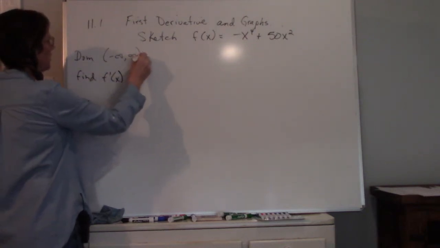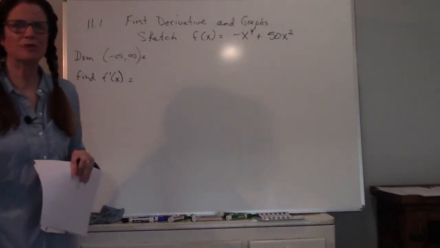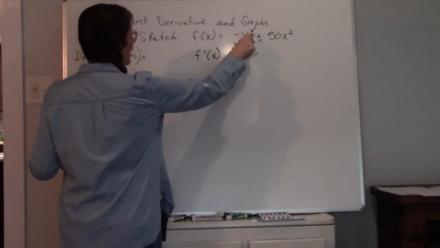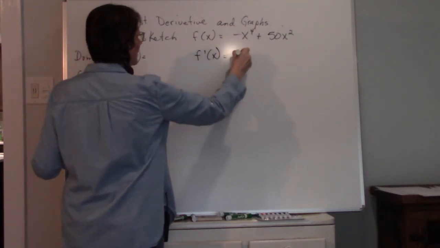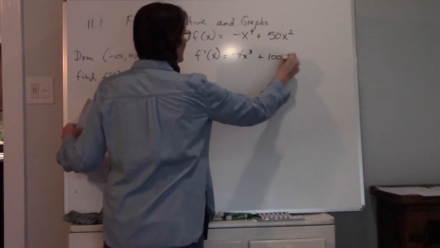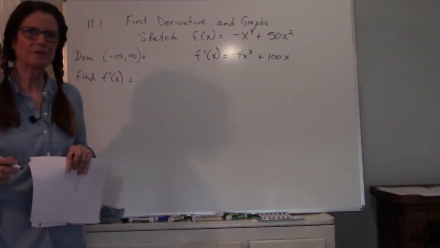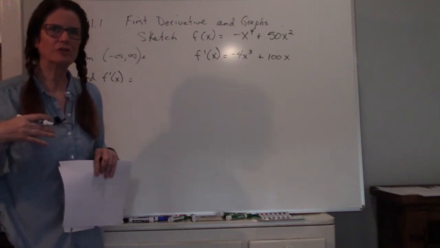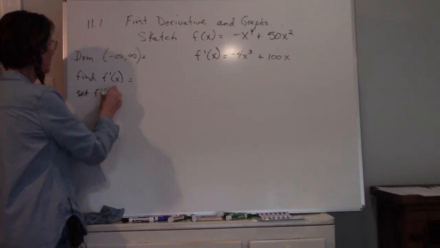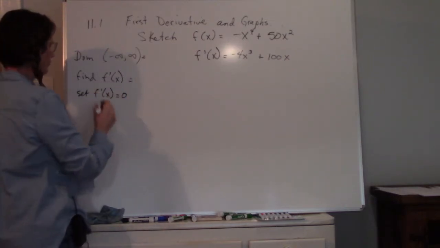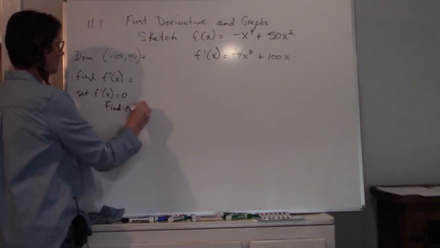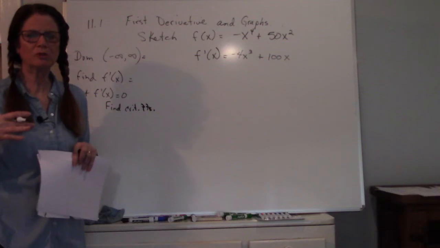I'm trying to keep as much room on my whiteboard as possible. So here we go. Using the power rule, my exponent goes to the front and multiplies, and then I subtract 1. Exponent goes to the front and multiplies, and then I subtract 1. Not so bad. You guys have been doing this forever. Now we're going to set the derivative to 0 and then solve for x, finding the critical points. First derivative and critical points go together.